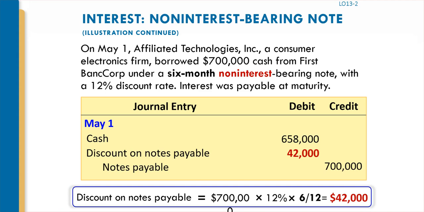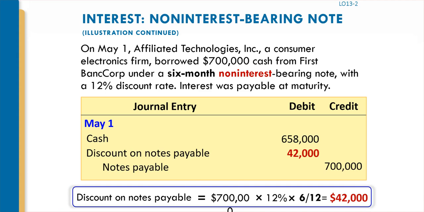But what happens to the discount? What happens to the account balance that has 42,000 in it? Does it just stay on the books? It cannot stay on the books. The reason why it can't stay on the books is because that discount is associated with the note payable. Whenever we discuss the note payable in the financials, we are required to discuss the discount. Another thing I'll bring to your attention here is the discount on notes payable has a debit balance.